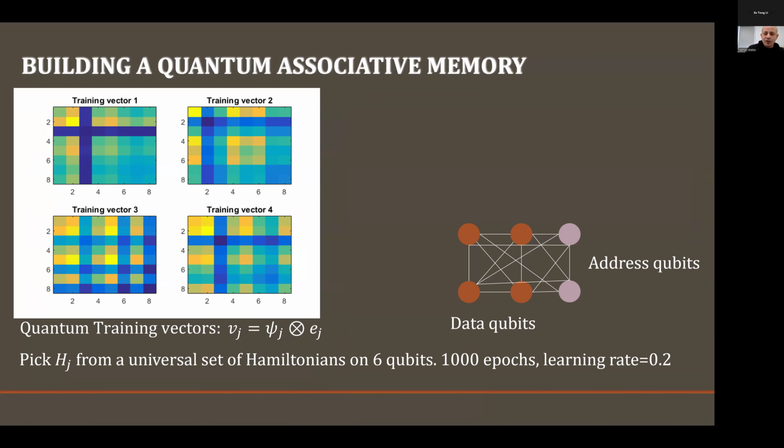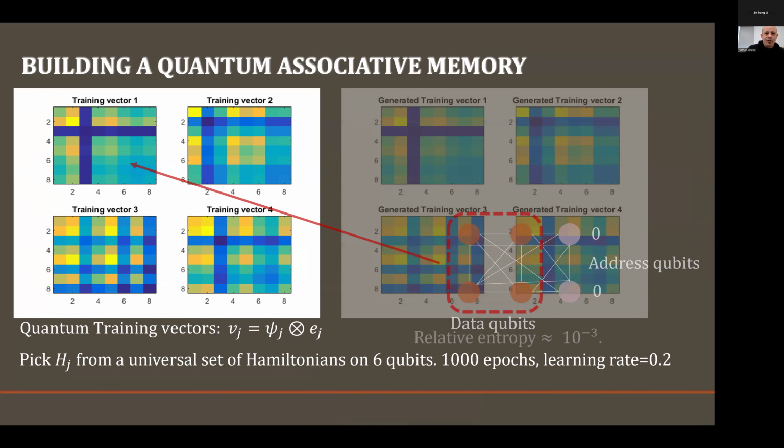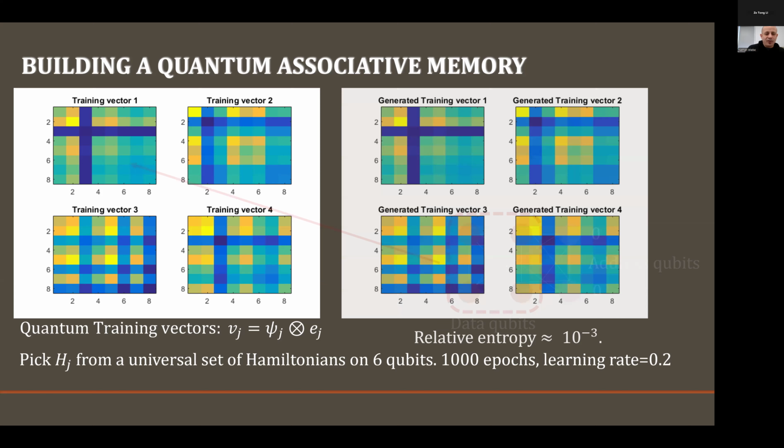So here's an example of 6 qubits over here with a series of different training vectors corresponding to an address. And what we'd like to do is get the quantum Boltzmann machine to reproduce the corresponding training vector over here when provided with the given address over here. And these are the generated examples after 1,000 epochs. And we can see in both of these cases, it actually converges to something that's visually indistinguishable from the targets.